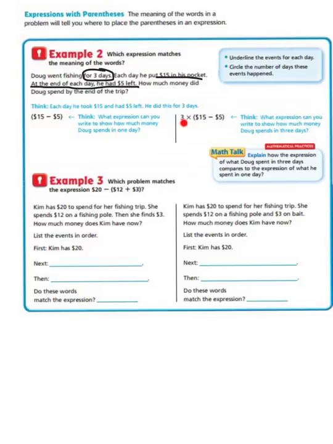So then he does this for 3 consecutive days. So think, what expression can you write to show how much money Doug spends in 3 days? Well, since he does the same thing for 3 days in a row, we know that's going to be multiplication.